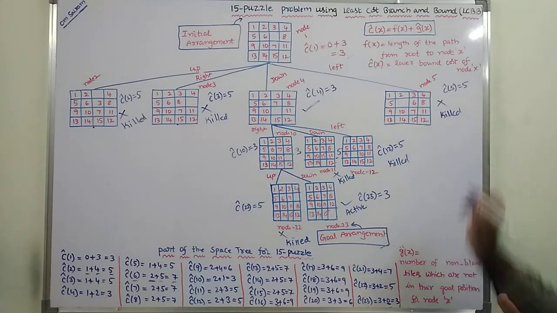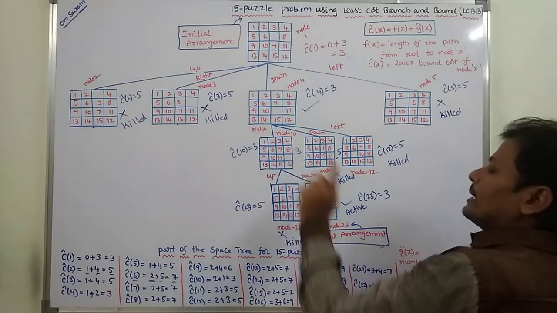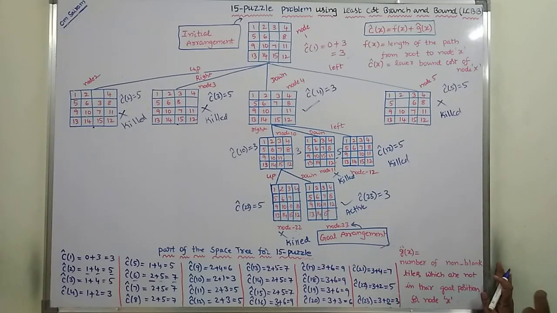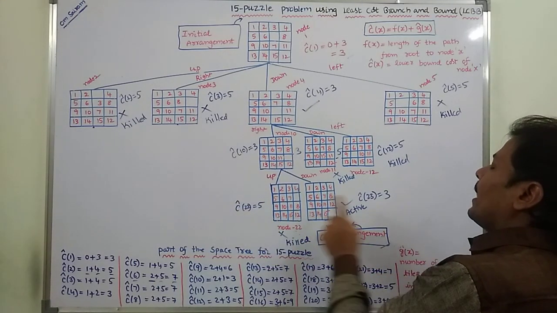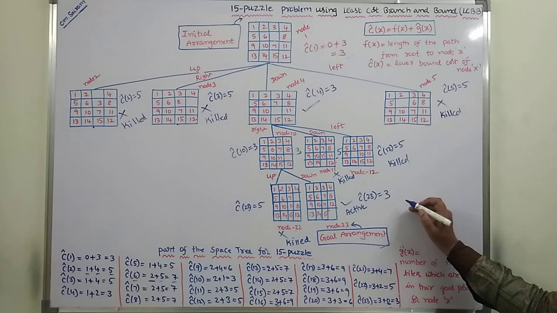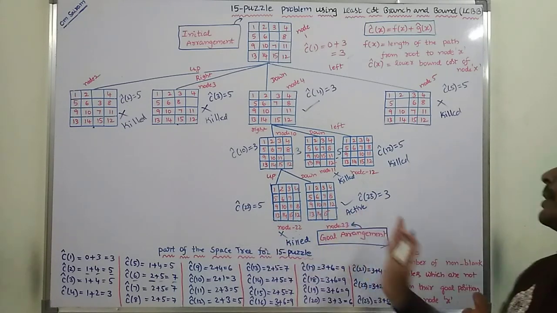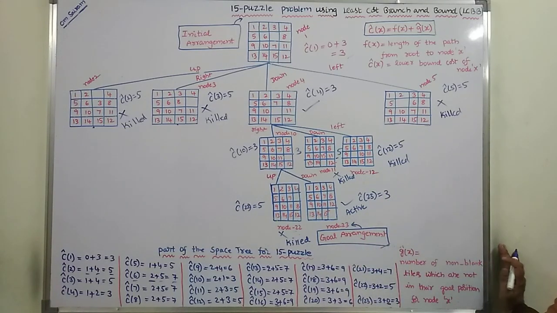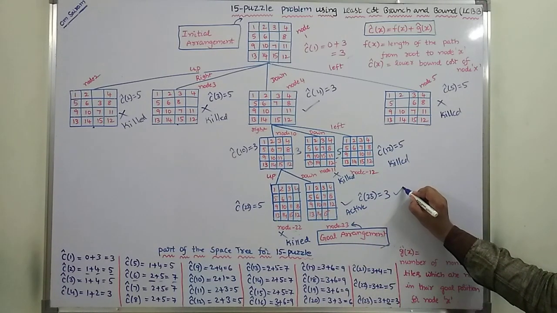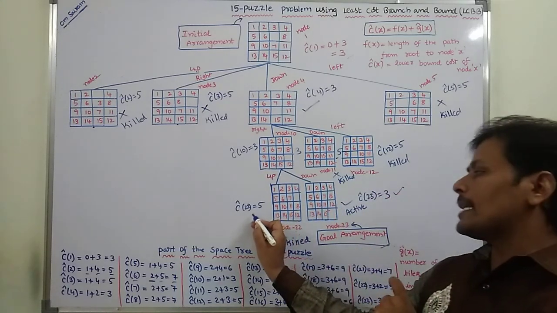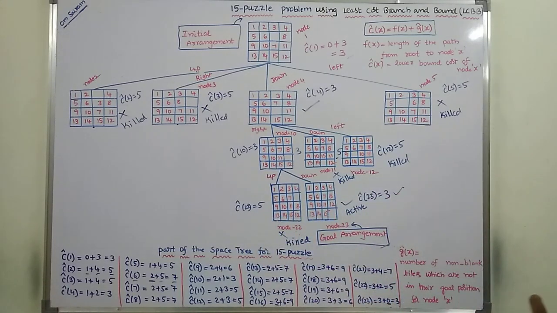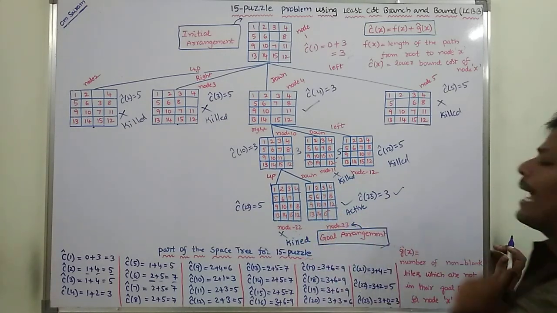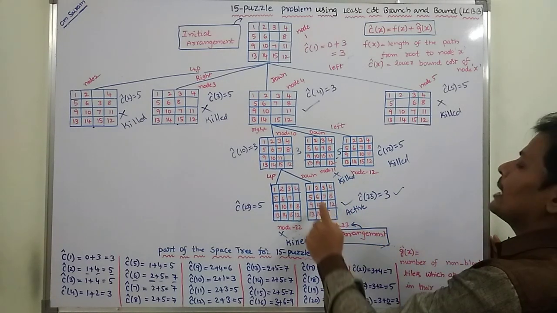Okay. So now, for node 10 there are 2 children, node 22, node 23. So node 22 cost is 5, node 23 cost is 3. So among the 2 nodes, which node has the minimum cost? Node 23 has the minimum cost. Now node 23 is the active node. Node 22 is killed. So node 23 is the goal arrangement. So this is the goal arrangement.